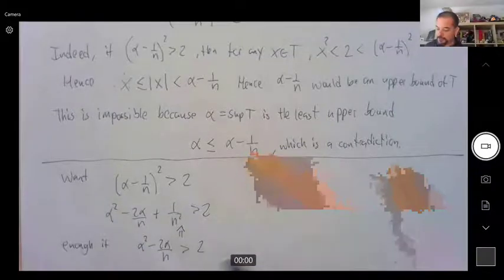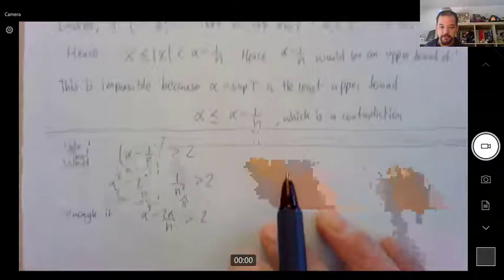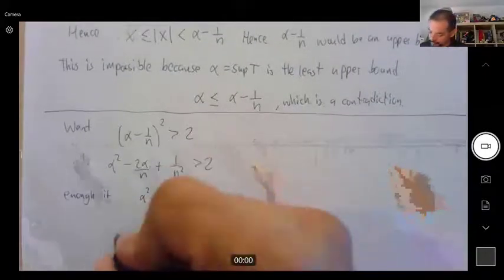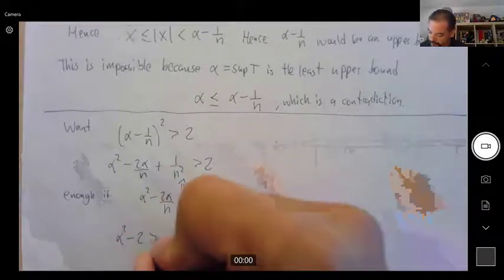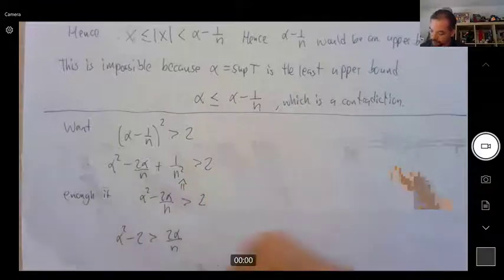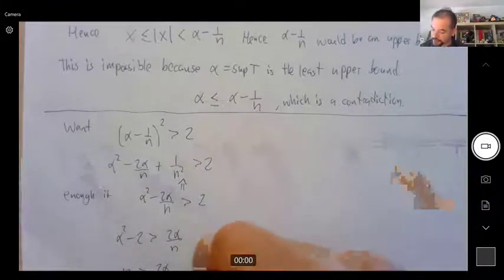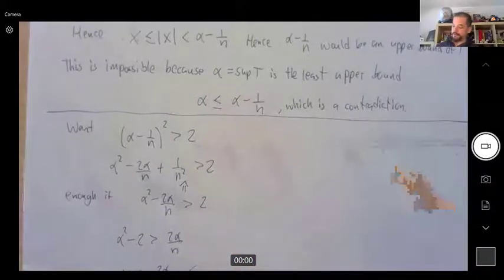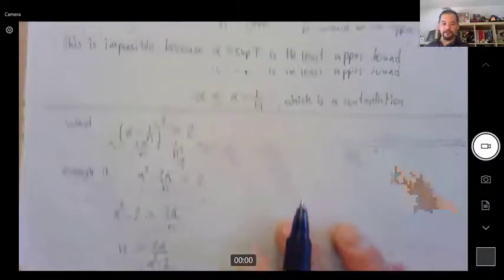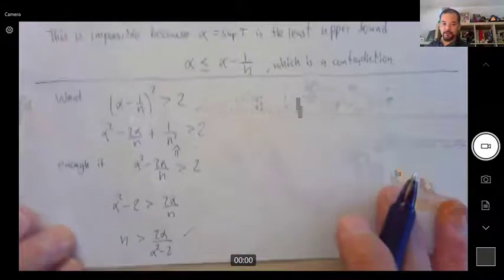And from here, you can again solve for n rather easily. This would say alpha squared minus 2 is bigger than 2 alpha over n, or n bigger than 2 alpha over alpha squared minus 2. And that's it, okay? That's how you discover what is the n that works.